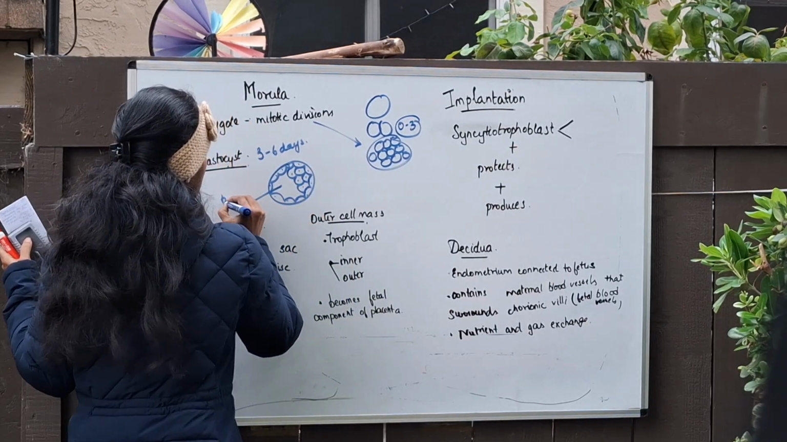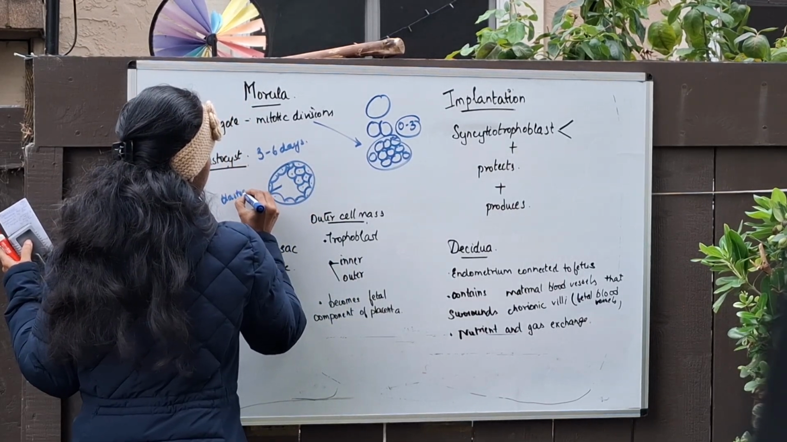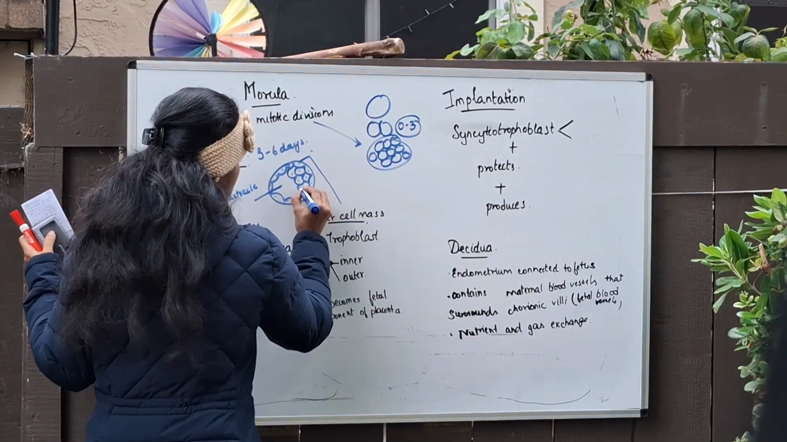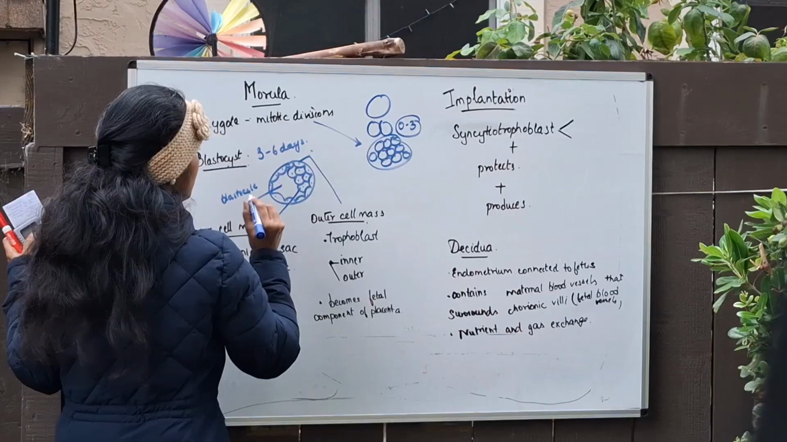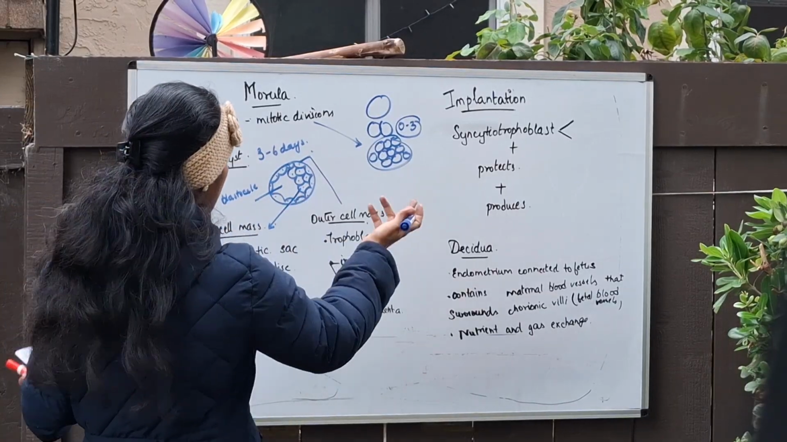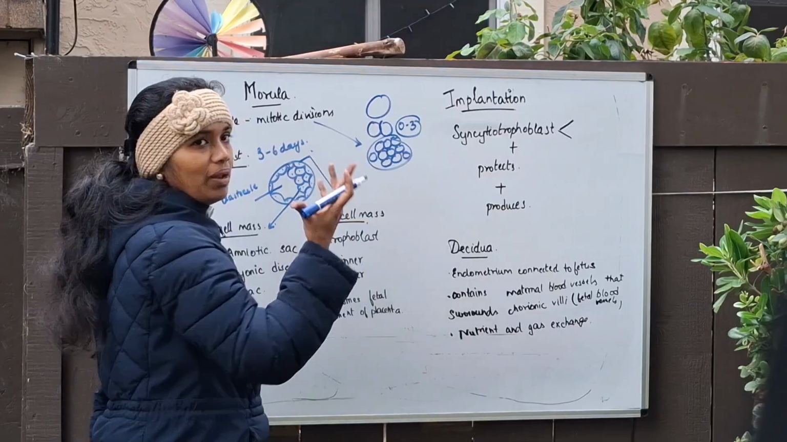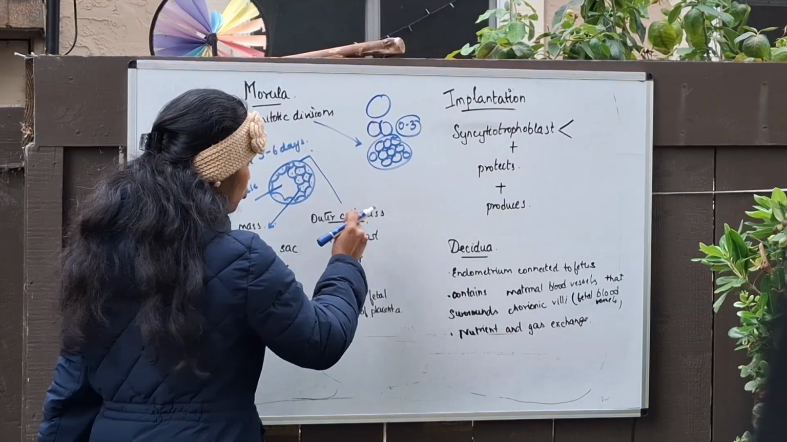blastocele. So this is the blastocele, this is the outer cell mass, and that which is present inside is the inner cell mass. Now what does each of it develop into? The outer cell mass will form the trophoblast. So what is the trophoblast?